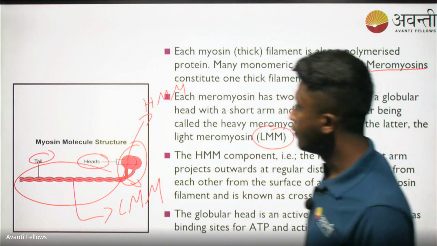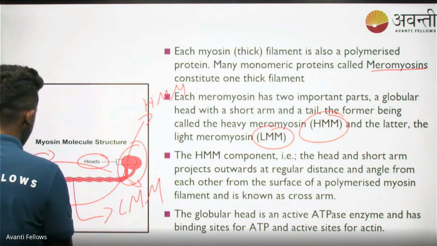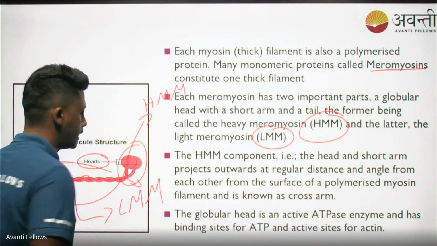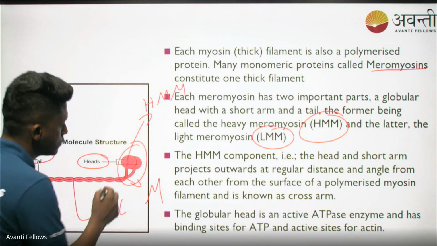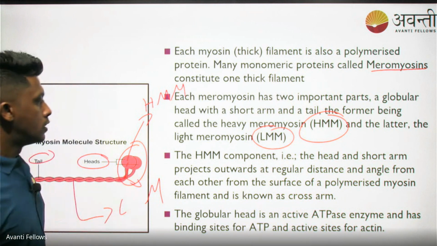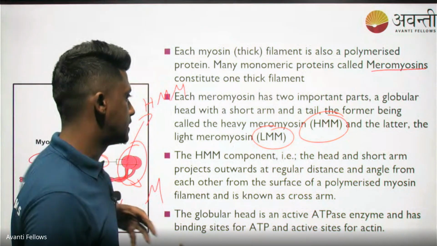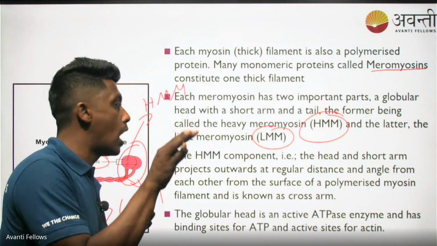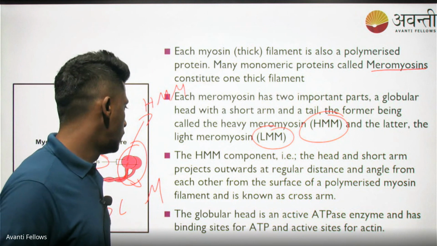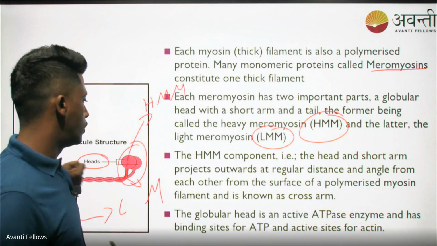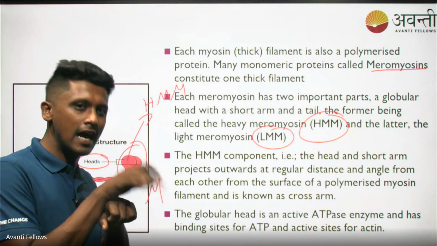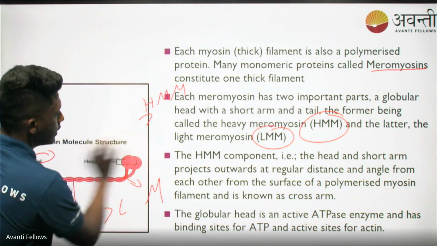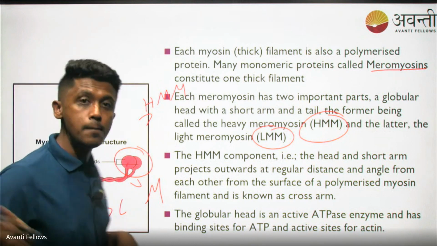The light meromyosin and heavy meromyosin are very, very important. The light meromyosin forms this helical tail that supports your myosin. And coming out of this tail is a projected neck. The neck is placed in such a way that we can also call it a short arm. It projects outward at very regular intervals, so that your myosin head can create a cross arm.